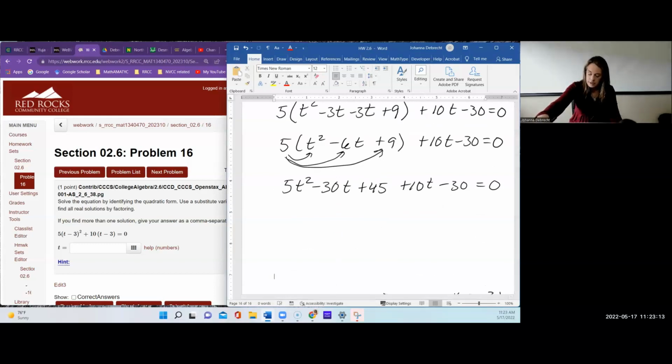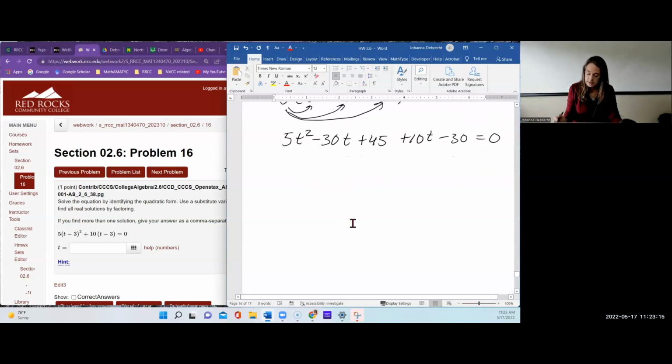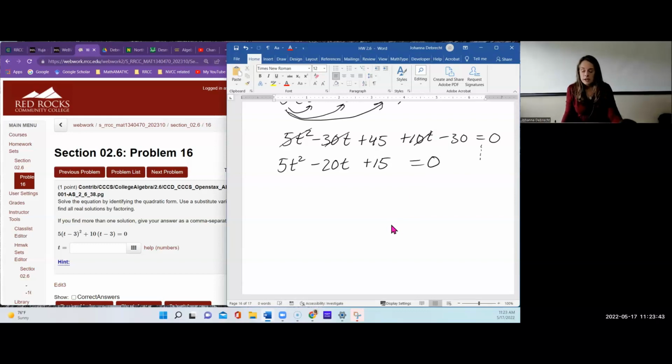The balance point is on the right side where the equals is. That's right here. That means that everything on the left is already on the same side. We simply need to combine our like terms. I have 5t squared. That takes care of that term. I have a negative 30t and a plus 10t, which combine to give me negative 20t, which takes care of those two terms. And 45 minus 30 gives me a plus 15. Still equal to 0. Note I did not move them from one side to the other because they're on the same side. Now I need to solve this quadratic equation.